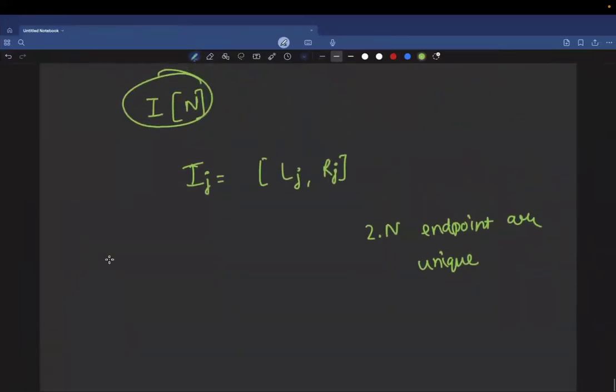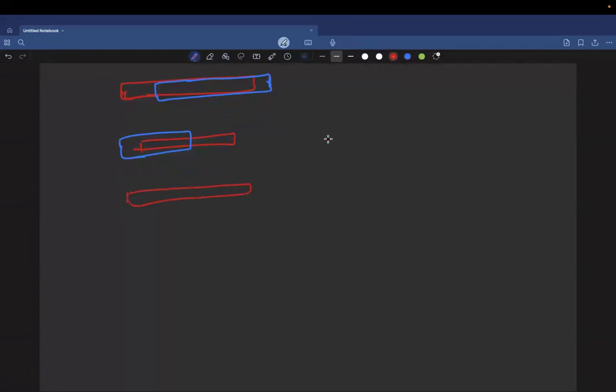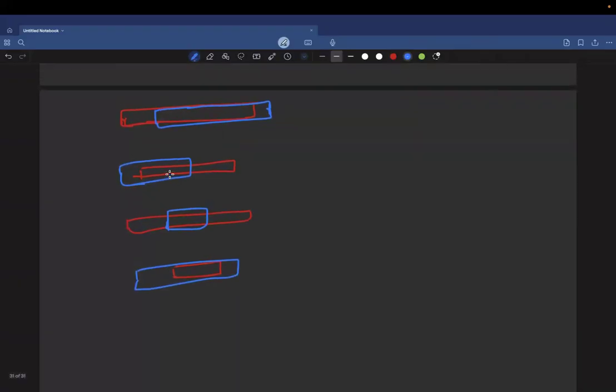So first of all, let's see. If you have two intervals, let's say the first interval is this, then the second interval might be like this, starting late and ending late. Or there can be a case like this where the second interval is starting early and ending early. Or you might have a case where the second interval is starting late and ending early. Or you might have a case where the second interval is containing the current interval completely. These are the only four possible cases for two intervals.